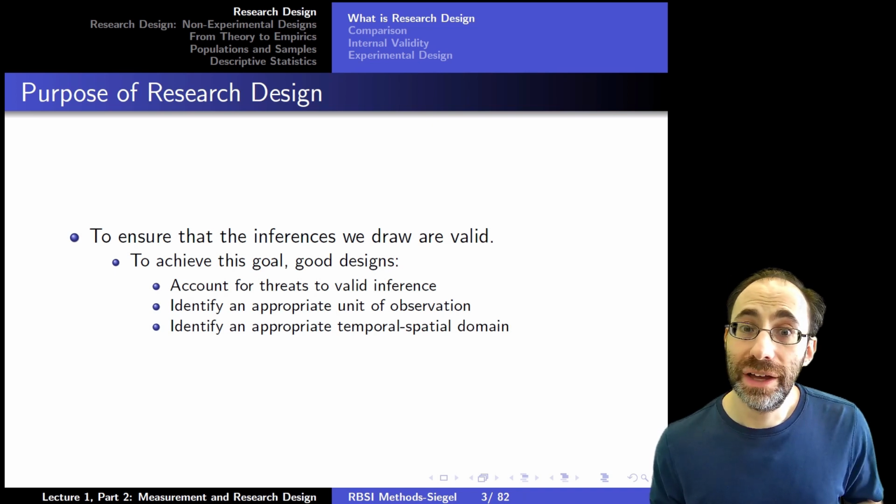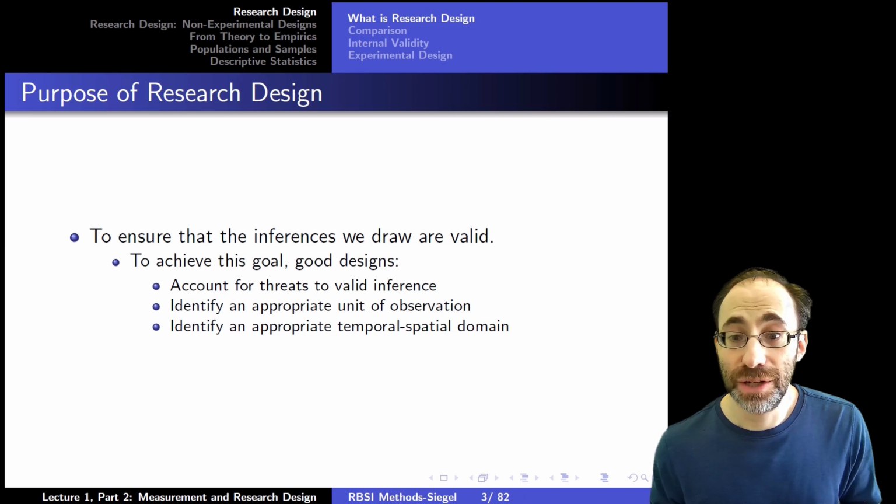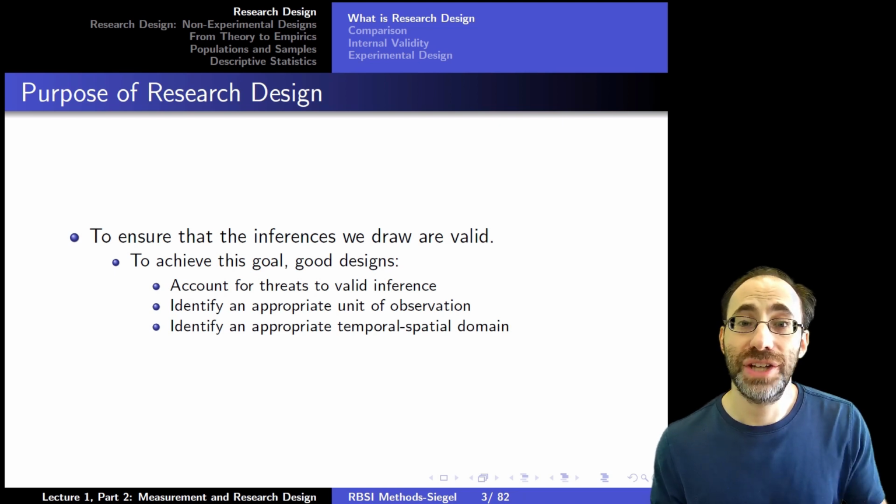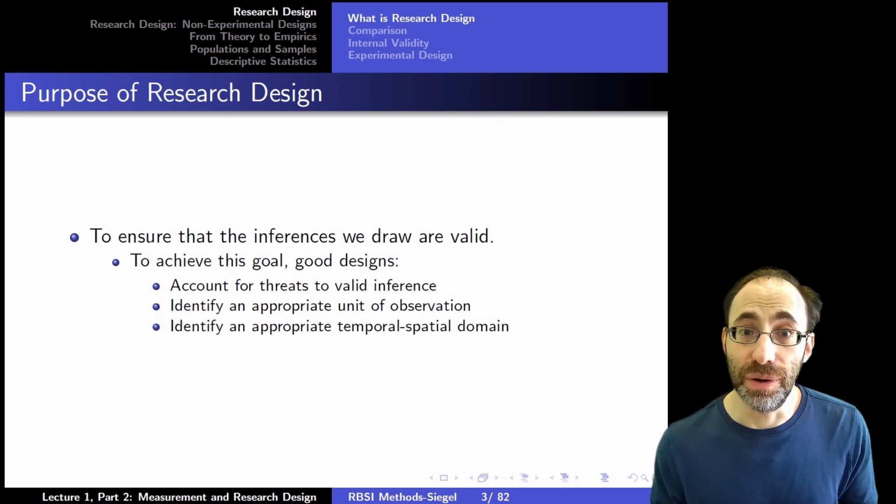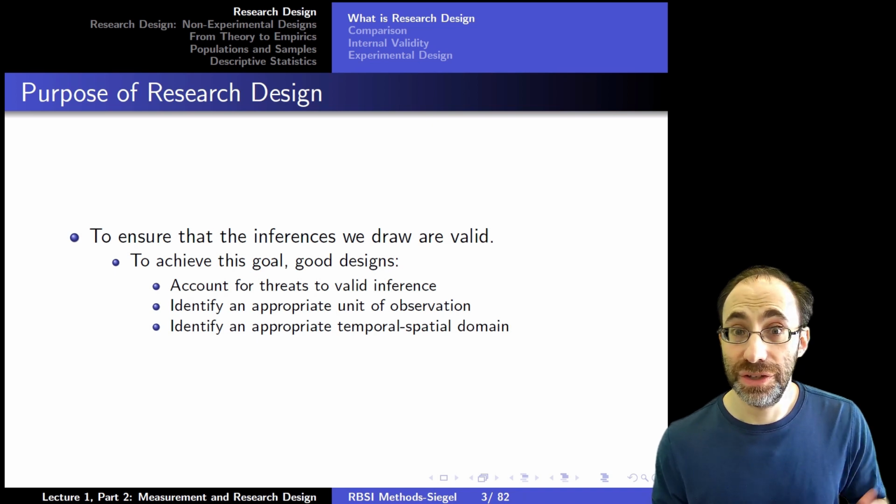And C, identify an appropriate level, temporal or spatial domain. So where's the variation happening? Across time, across space, both? These are all questions that a good design will answer.